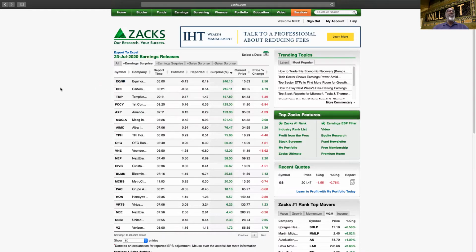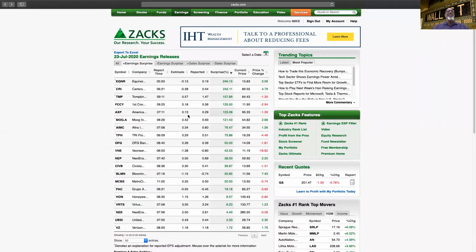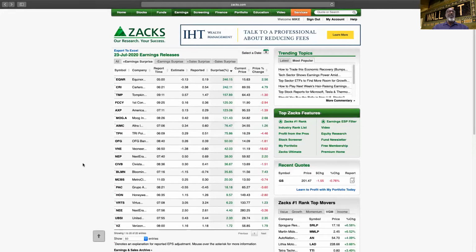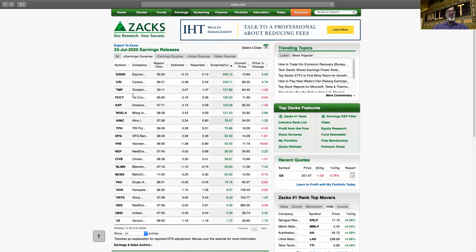What I'll do now is I'll actually just slide down and look at the name of these companies. Now here's American Express. Now here's what's interesting about American Express. Wall Street was looking for 13 cents. They reported 29 cents, and the stock actually was down. All right, so as I go down here, I don't see anything that really interests me. Now you can see all the companies that beat earnings.